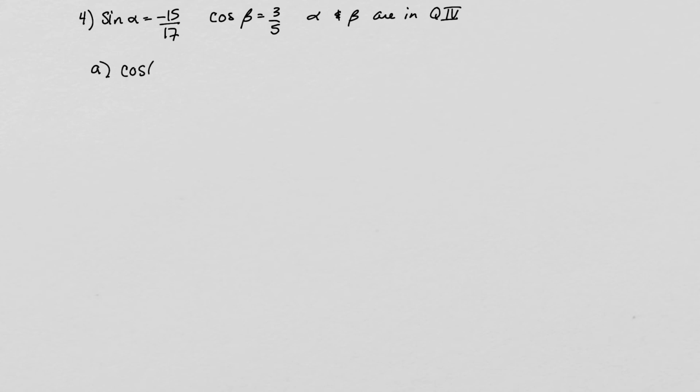So, 4 tells us the sine of alpha equals minus 15 over 17. The cosine of beta equals 3/5. And this should have said alpha and beta are in quadrant 4, not quadrant 3. And they want us to find A, the cosine of alpha plus beta, B, the sine of 2 beta, and C, the tangent of alpha over 2.